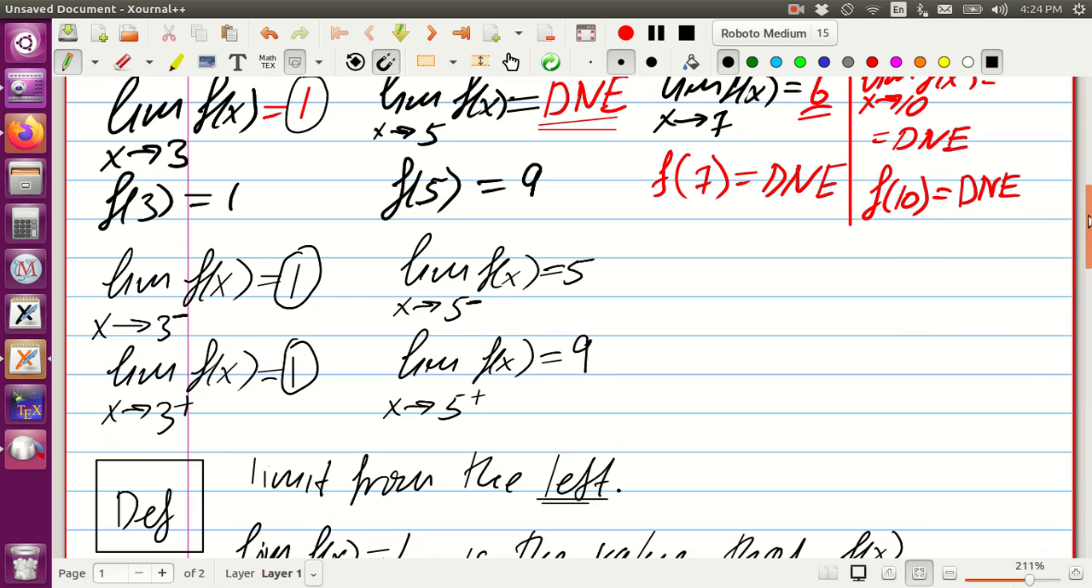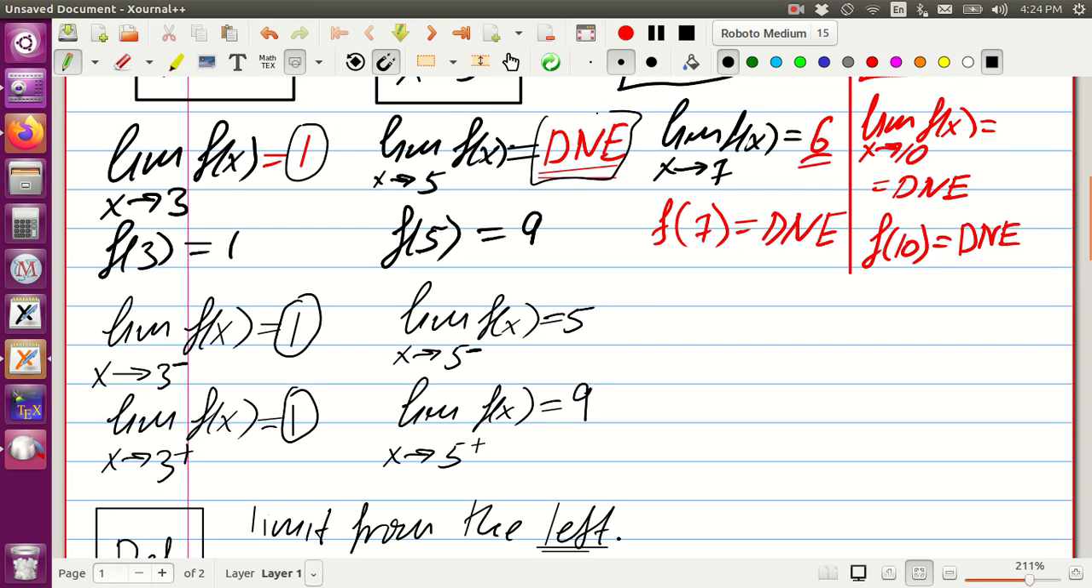And now let's look. This limit does not exist, right? The limit does not exist. And look, this number is different from this number. All right, maybe it will play an important role.